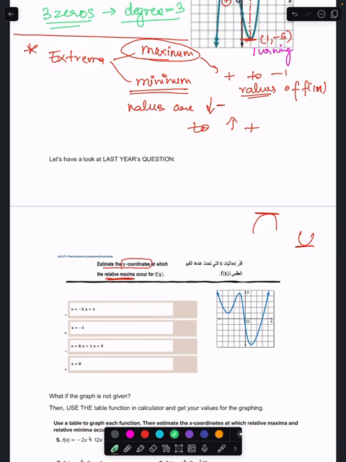Now if I check my graph, this one is a minimum, this one is a maximum, and I go down again and there is a minimum. So in this question there are two minimums and one maximum, but the question says relative maximum and which coordinate? X. So this one can be done very fast, and you know this is the maximum. You just need to check the x coordinate.